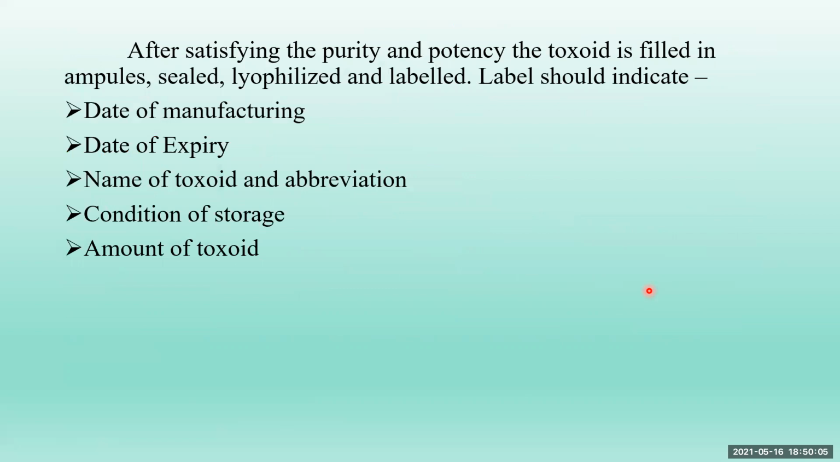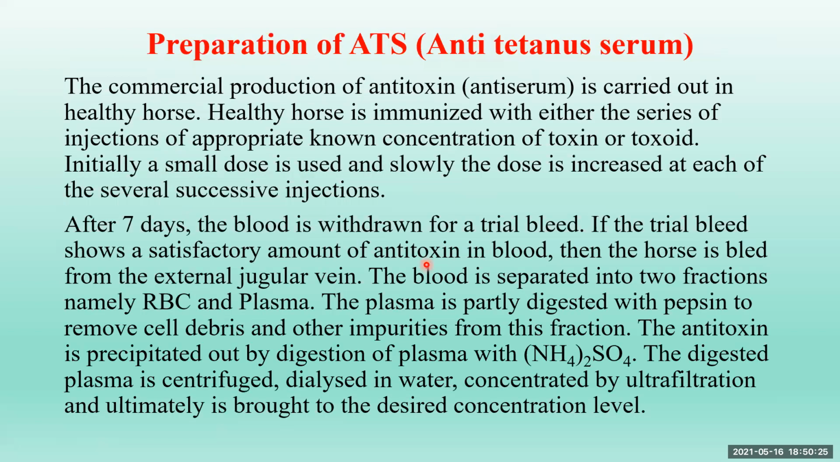After the satisfactory purity and potency testing has been done, the toxoid is filled in ampules. It is sealed, lyophilized, and labeled. The label should indicate the date of manufacturing, the date of expiry, the storage condition, the amount of toxoid present, the name of the toxoid, the abbreviation, etc. Okay, this is how toxoid is prepared.